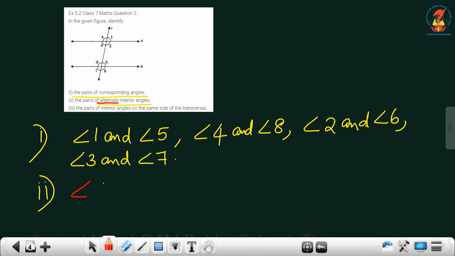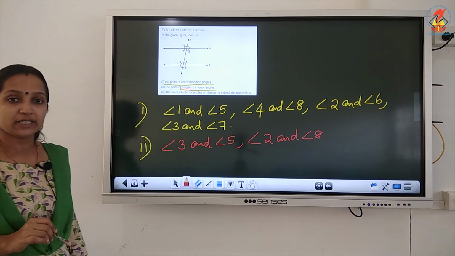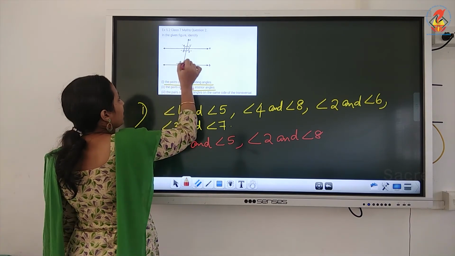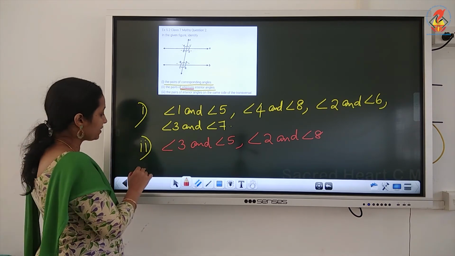Okay. So, you can write it as angle 3 and angle 5 are one pair of alternate interior angles. Like the same way, you can write angle 2 and angle 8 are the other pair of alternate interior angles. Angle 2, angle 8, one pair of alternate interior angles, angle 3, angle 5, one pair of alternate interior angles. Okay. I hope the second answer is clear.